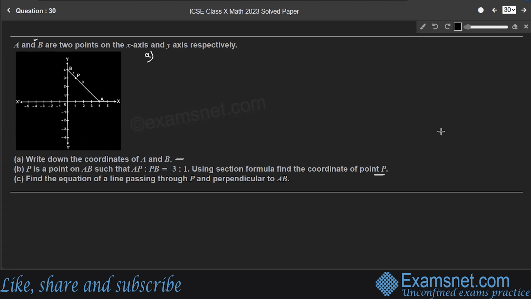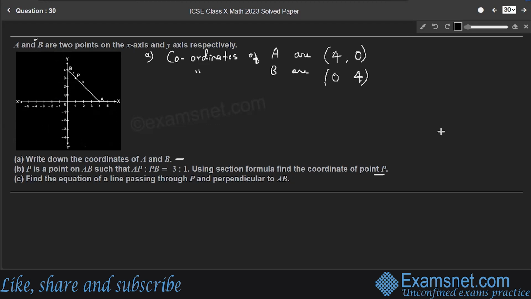Here, question A. Write down the coordinates of A and B. So let us consider the coordinates of A. Its x coordinate is 4, right? Because point A is on the x-axis, therefore its y coordinate is 0. And coordinates of B: since B is on the y-axis, its y coordinate is 4. It is on the positive y-axis, therefore it is plus 4, and its x coordinate is 0. Therefore the coordinates are (4, 0) and (0, 4).